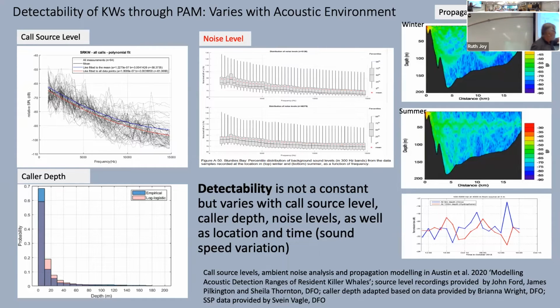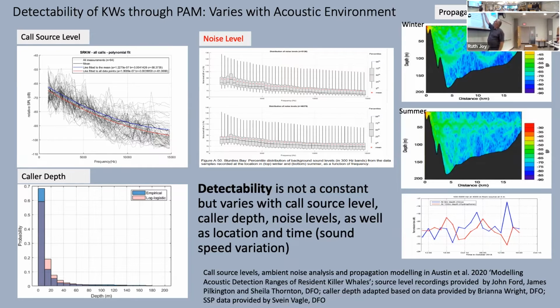The other part is that sound propagation varies quite a bit as well. This is Melanie Austin's work. She did radial sound propagation loss modeling in different areas. I think what the different colors tell you is the loss in dB by frequency, by depth, over distance. So it shows you where, for example, sound travels better underwater and where it does not travel as well.